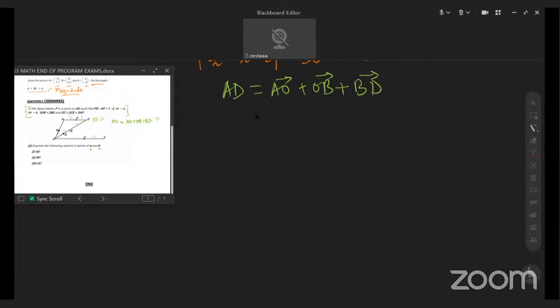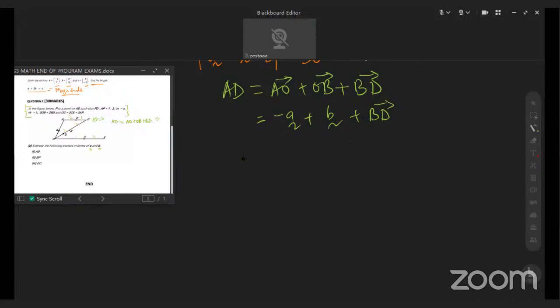But we know our AO will be negative A. Why are we saying it's negative? Because we are moving in the reverse direction, and the normal direction is OA. So that's why it turns negative. Plus OB, which is vector B, which we already have. Plus BD, which we are supposed to find.